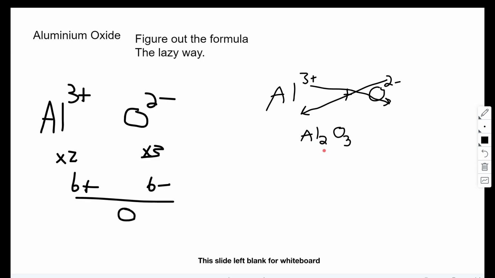And that's how we figure out the formula, okay? This is like the official way of doing math, and this right here, this is the lazy way. So if you don't like math, this is the way that you want to go. You just want to crisscross. Now let's go ahead and start with another example here.